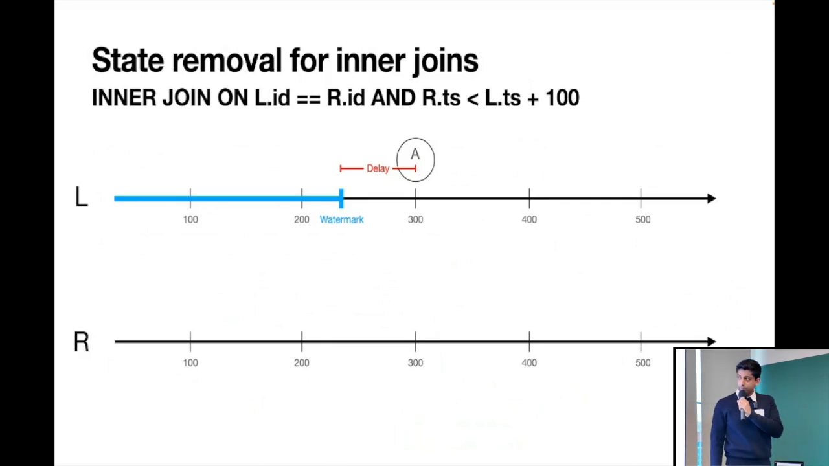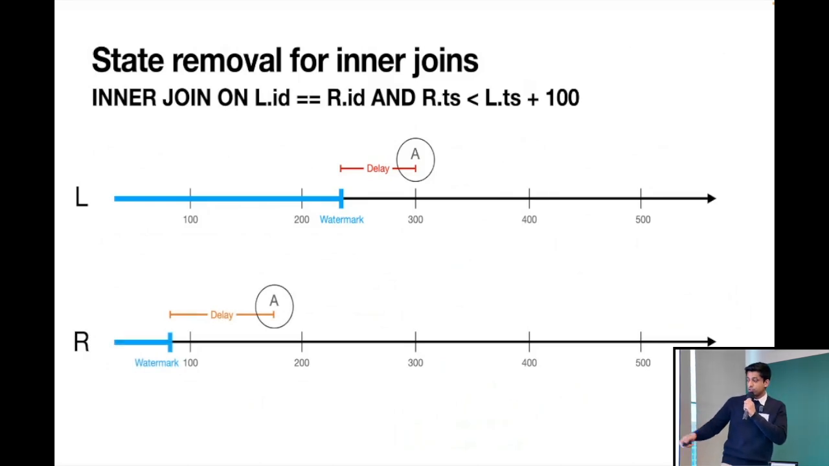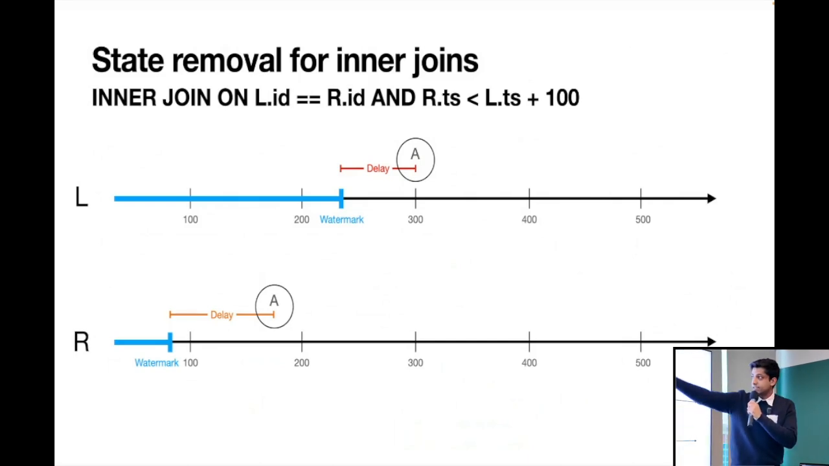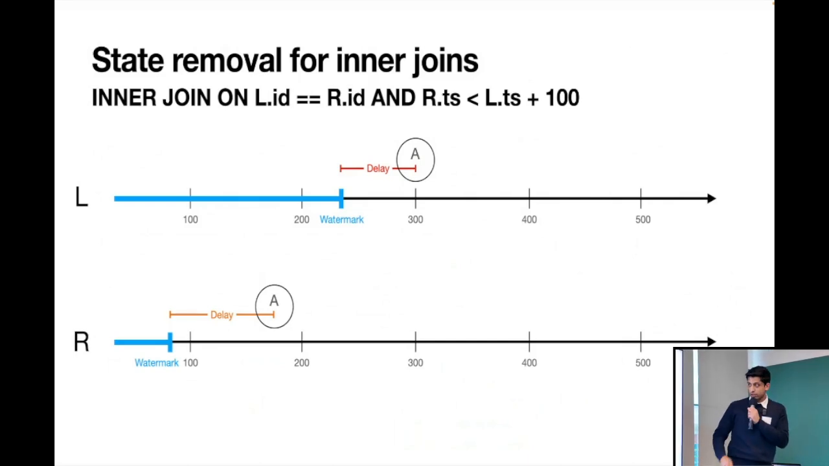Okay. And now, we receive an A, and we can plug things in. So the left timestamp over here is 300, and so this becomes 300. And so we're saying that the right timestamp has to be less than 400. Okay, we check. The right timestamp is less than 400. The IDs are the same, and so we emit the join.